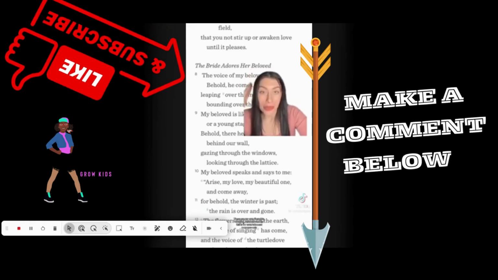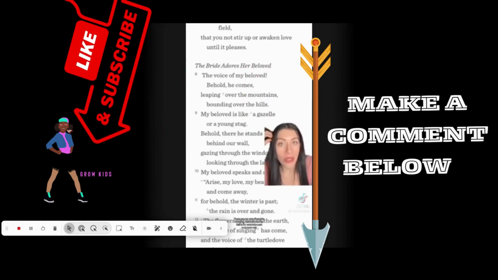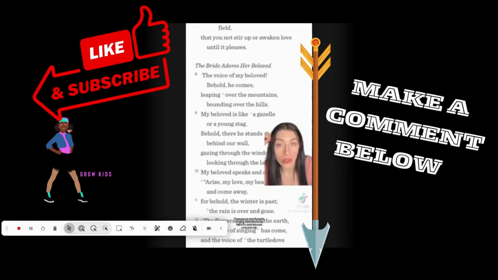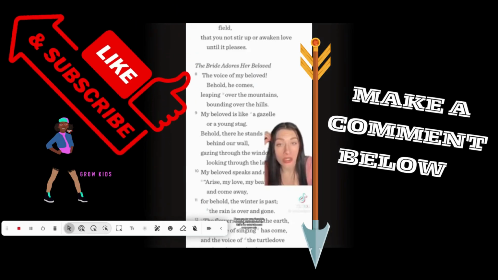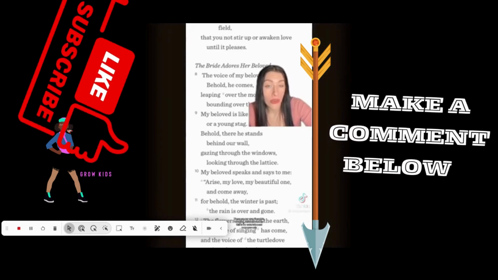And this scripture blew my mind when I realized this. So this is when he comes back for his bride. It says, "The voice of my beloved, behold, he comes, leaping over the mountains, bounding over the hills. My beloved is like a gazelle or a young stag. There he stands behind our wall, gazing through the windows, looking through the lattice."